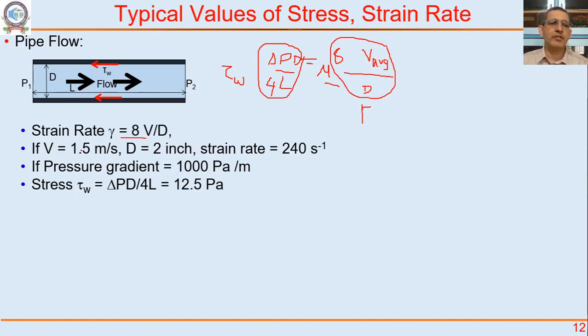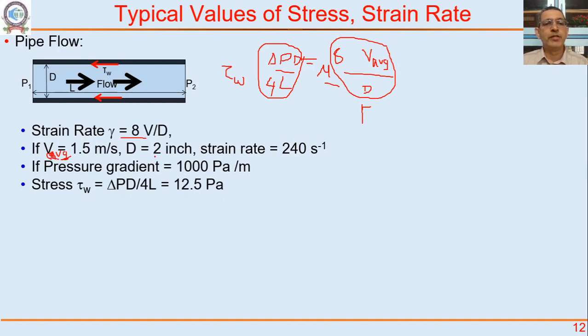So if I say velocity is 1.5 meters per second in the pipe, average velocity of course, is 1.5 meters per second. Whenever we say velocity, it is average now. Otherwise we will say how velocity varies with the z direction, or we could say V max or something like that. So whenever we just say velocity, it is meant as average velocity, right?